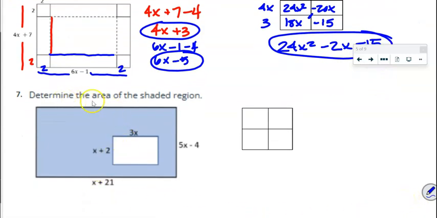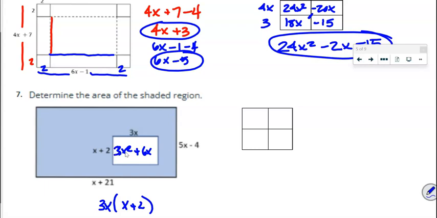Okay? So this says determine the area of the shaded region. So doesn't that mean we have to find the area of the blue and then subtract from it the area of the white? So I'm going to go ahead and do the area of the white. I'm going to multiply 3x times x plus 2. 3x times x would be 3x squared. 3x times 2 would be 6x, right? So that's going to be the area of the white.